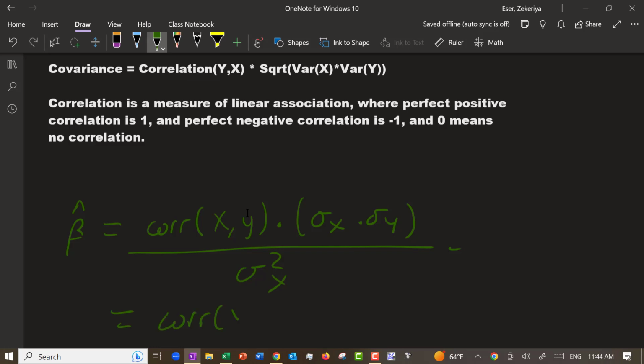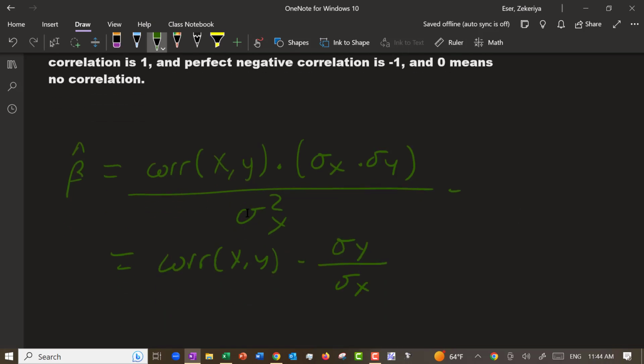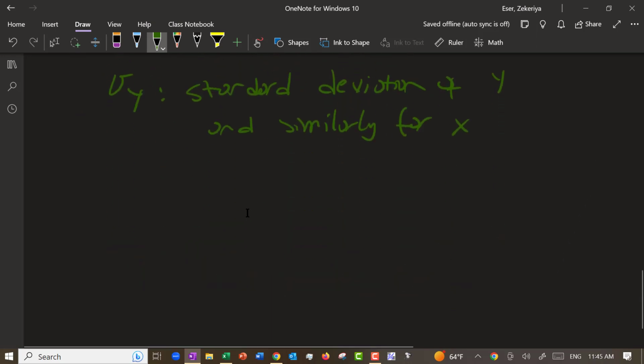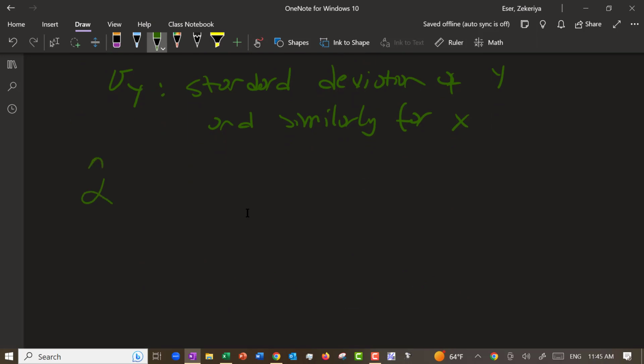Sigma y, sigma x. Sigma y means standard deviation of y, and similarly for x. And the estimate of the intercept is simple: the sample mean of the dependent variable minus beta hat times the sample mean of the independent variable.